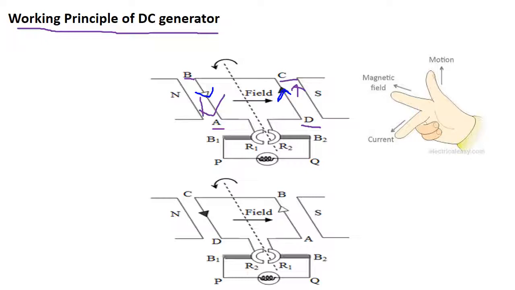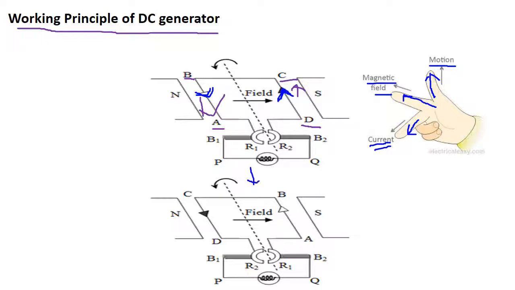By applying Fleming's right-hand rule, our thumb represents the motion and the force, and the forefinger represents the direction of the magnetic field. The second finger represents the direction of the current. So we can know that the current flows from B to A and from D to C. The current so produced is taken out through the two half split rings and the carbon brushes.